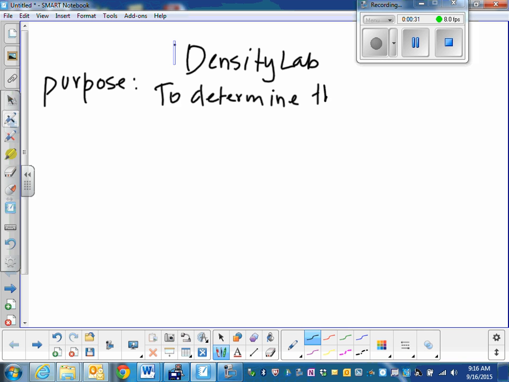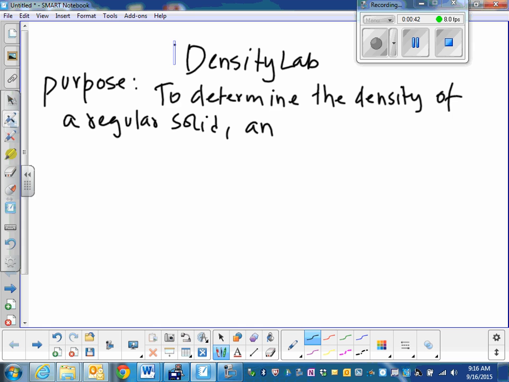the density of a regular solid, an irregular solid, and a liquid.